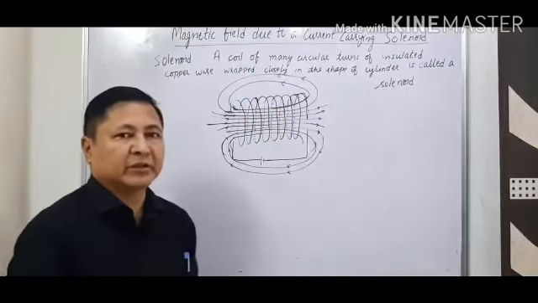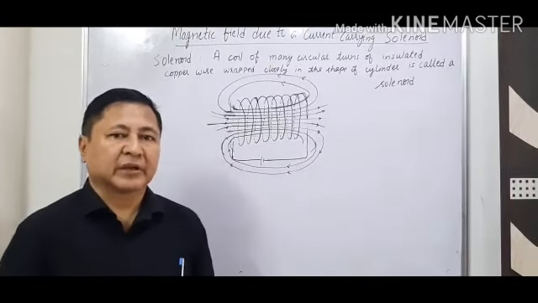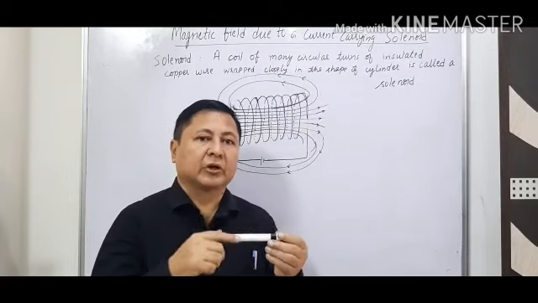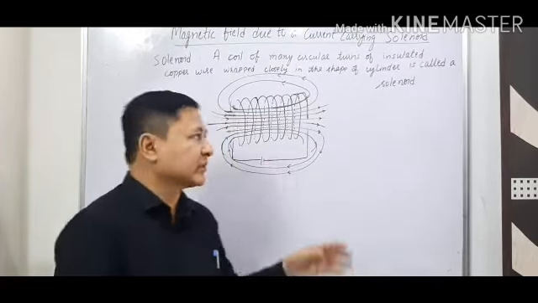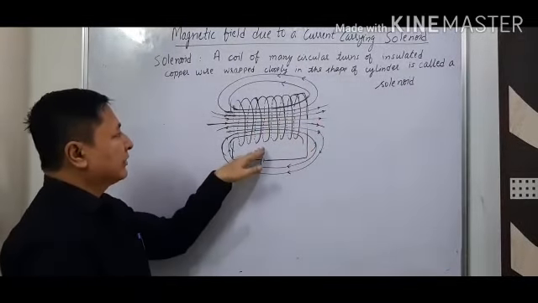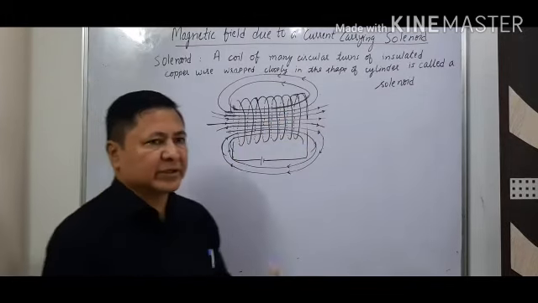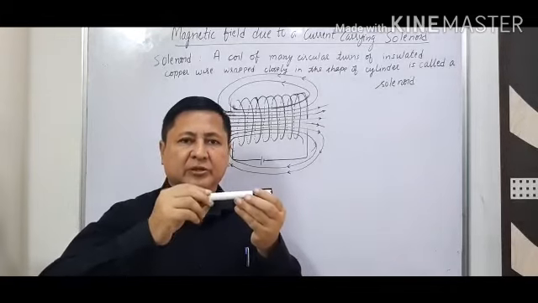In the lower classes, you might have made an electromagnet by putting a wire on a nail. That is nothing but the same thing as a solenoid. Now I have drawn the magnetic field around the solenoid. Let's consider this is a solenoid, a cylindrical object.